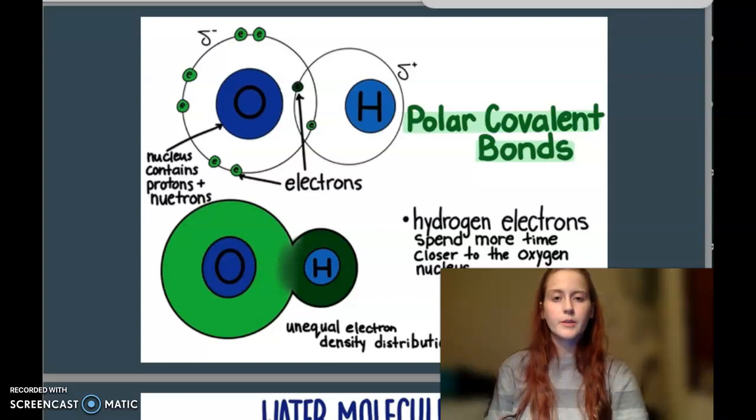A polar covalent bond occurs when the electrons between two shared molecules are not shared equally. Because of this, the electrons tend to spend more time closer to one of the molecules in the bond. This weak bond makes it much easier for water or other polar solvents to create hydrogen bonds.